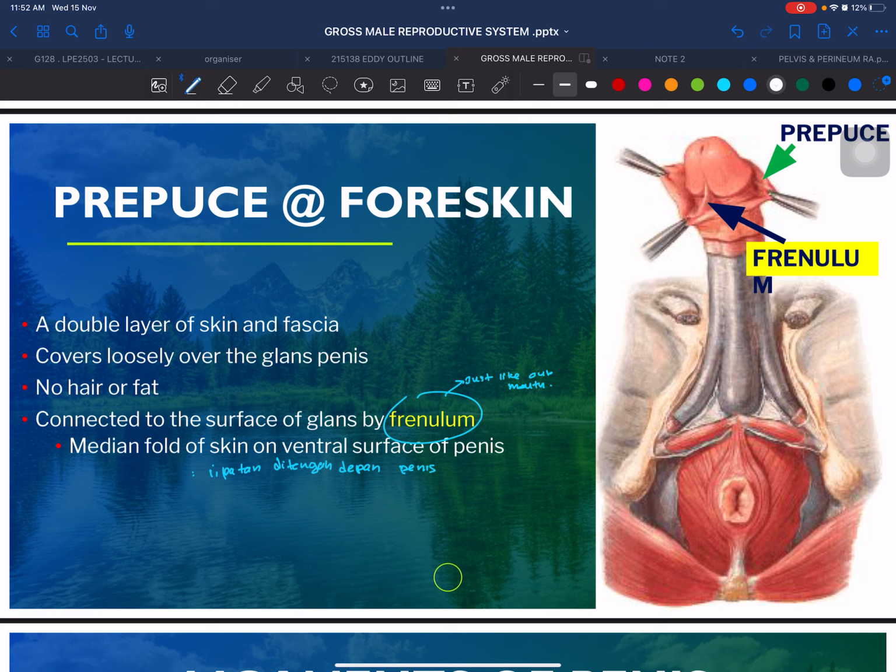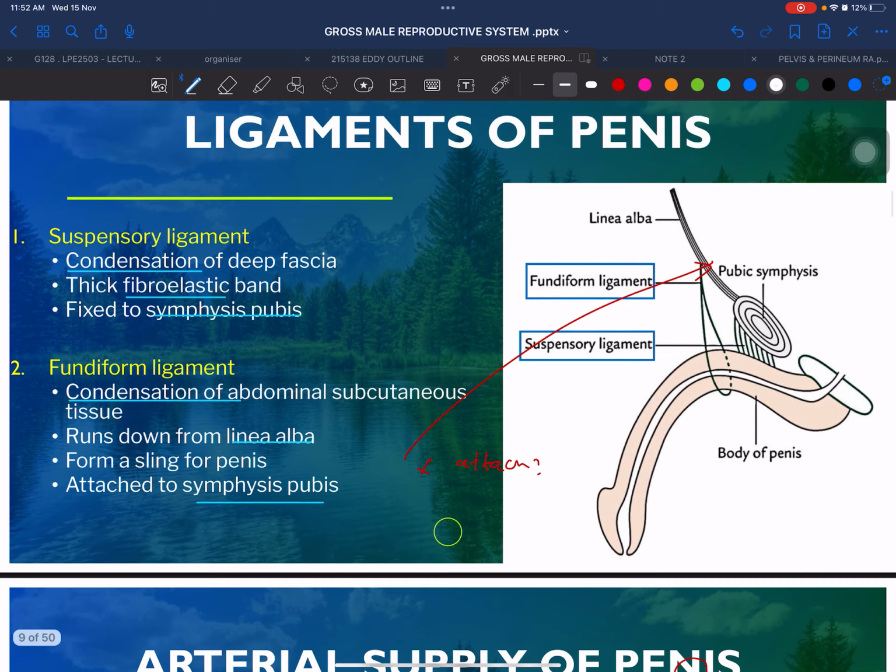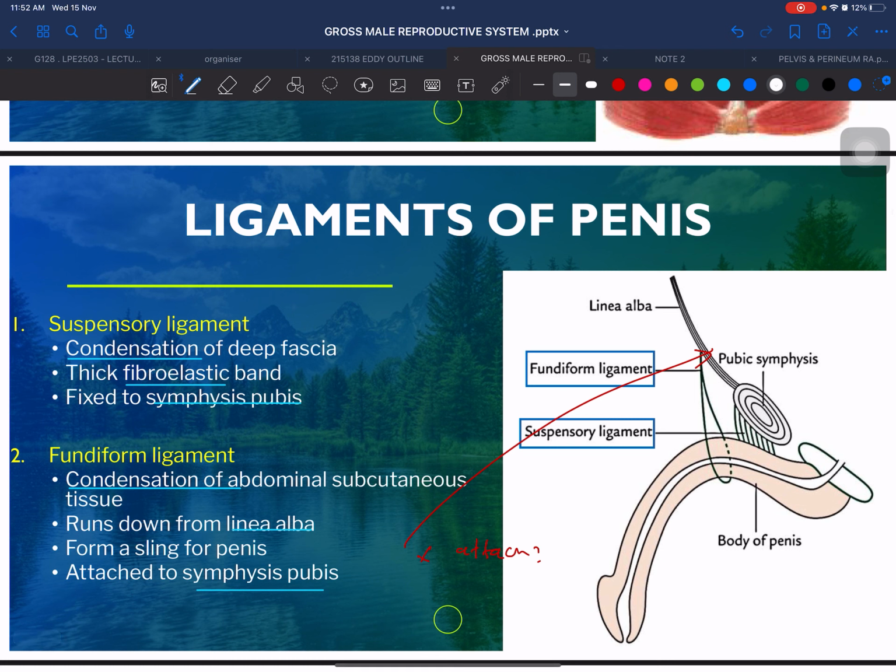So what are the ligaments that are present in the penis? Okay, the suspensory ligament is a condensation of the deep fascia, a thick fibroelastic band fixed to the pubic symphysis. The fundiform ligament here is a condensation of abdominal subcutaneous tissue that runs down from the linea alba. I hope you remember the linea alba. Okay, it forms a sling of the penis and attaches to the symphysis pubis. There is a sling that holds the penis. Okay, we call it the fundiform ligament. Alright, so it is attached from the linea alba.